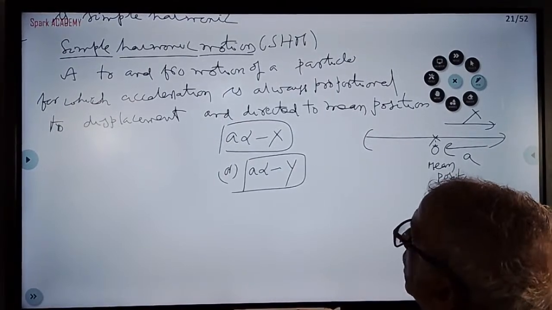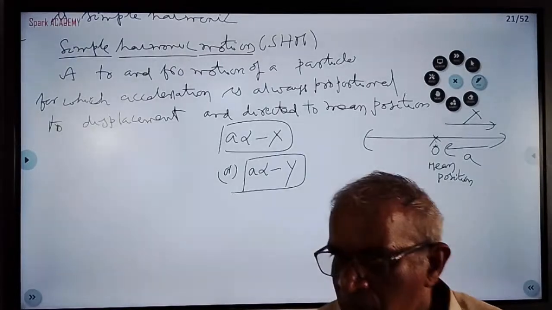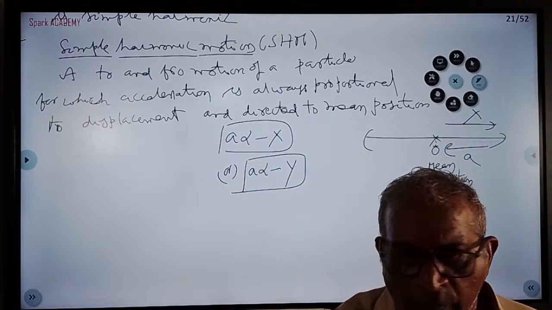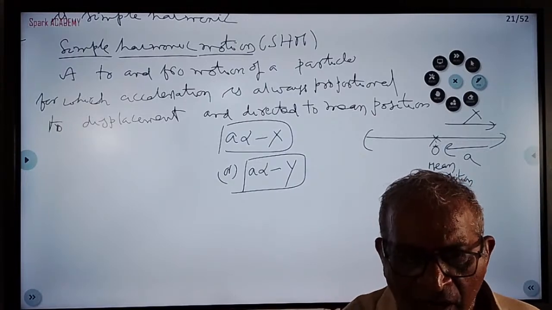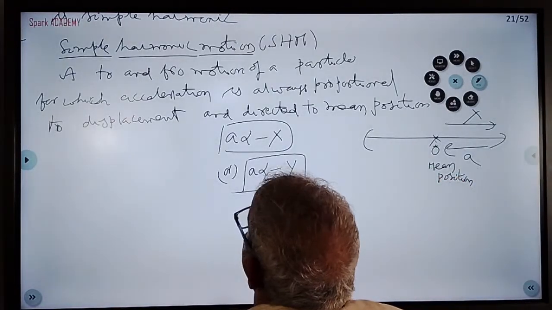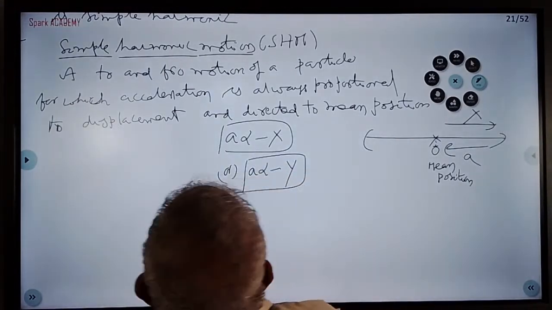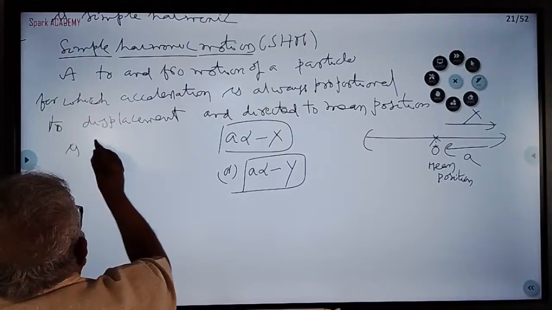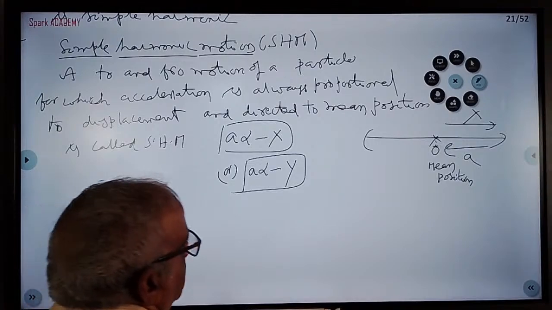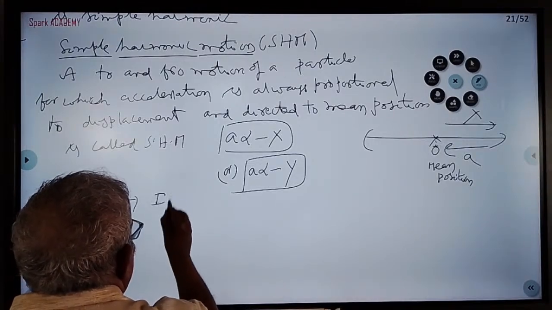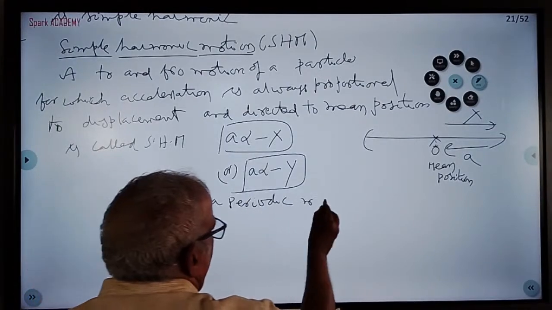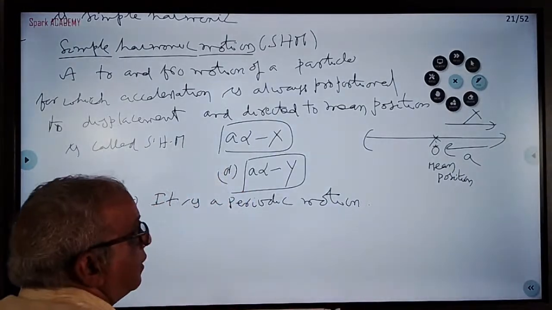A to and fro motion of a particle is oscillatory motion. A pendulum clock moves from the mean position to the extreme, comes to the mean, again goes to the extreme, comes to the mean. It oscillates like this. This is called oscillatory motion. It is a periodic motion; the time period is constant. Motion directed to the mean position like this is called simple harmonic motion. This is the definition of simple harmonic motion.